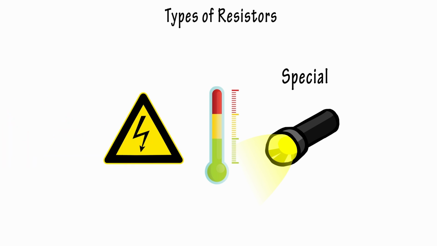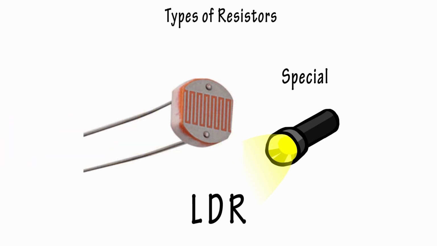And coming to the special resistors, these are also called variable resistors whose resistance value depends on various other external parameters like light, temperature, voltage, etc. For example, you can take a light dependent resistor or LDR whose resistance value changes along with the intensity of light falling on that material.